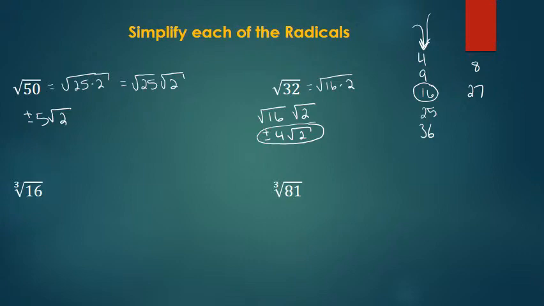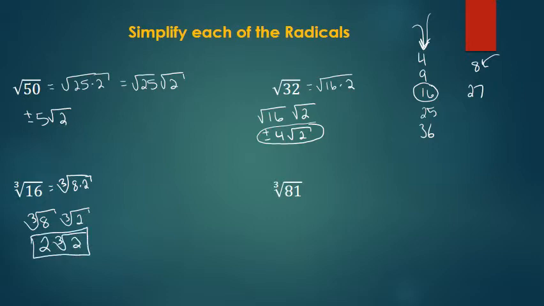Okay, the next one we're going to do has a cube root. So now we care about our other list. For 16, do either of the numbers in our cube list go into 16? Yes, 8 does. So I can rewrite it as the cube root of 8 times 2. Now I split that apart, and I get the cube root of 8 times the cube root of 2. Again, the cube root of 8 is 2, so that simplifies down to 2, and I'm left with the cube root of 2. So that is your final answer.